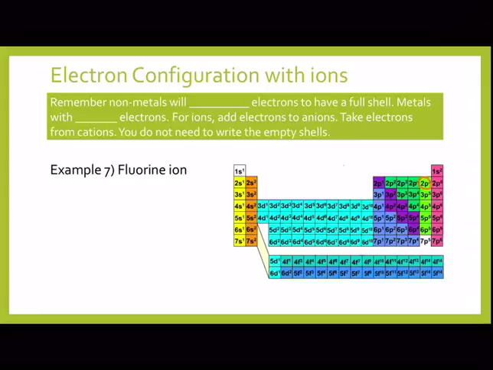So a fluorine atom is 2p5. We have 9 electrons. We add 1 more, since it's a -1. So we have 1s2, 2s2, and 2p6. Aluminum is a +3. That means that it has lost 3 electrons. So 1s2, 2s2, 2p6. And a nitrogen ion.